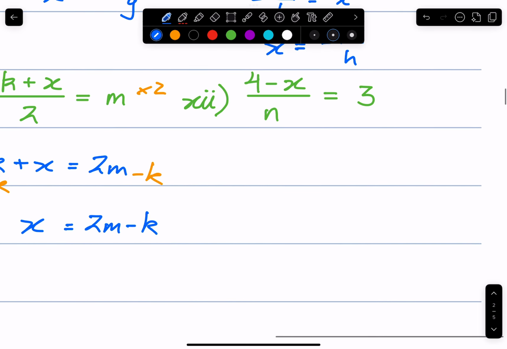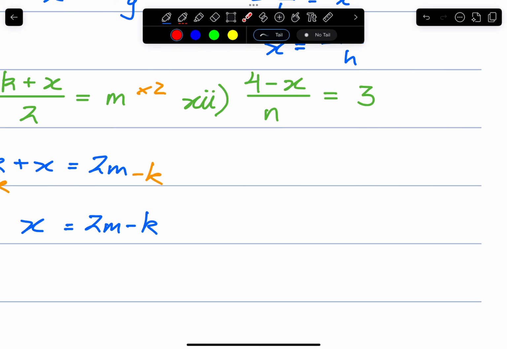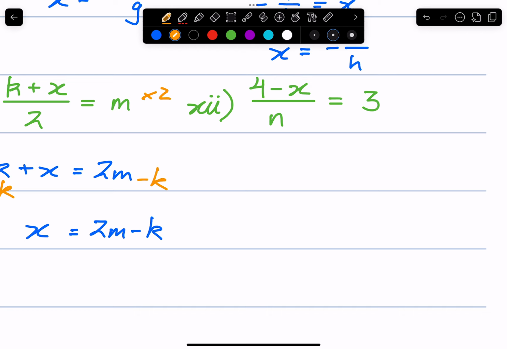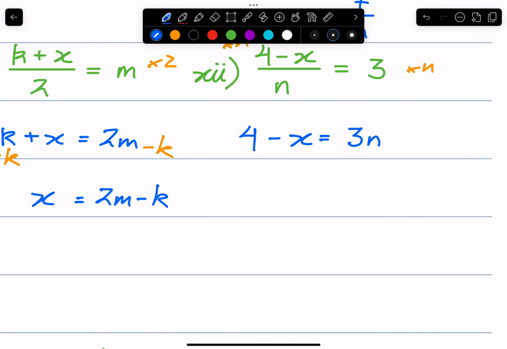Okay, let's keep going with this. For this one, similar to the one previous, we need to multiply by n first. This leaves us with 4 minus x equals 3n. We're now going to add 4. So adding the 4. This leaves us with negative x equals 3n plus 4.